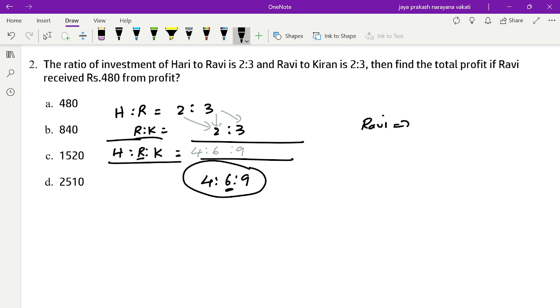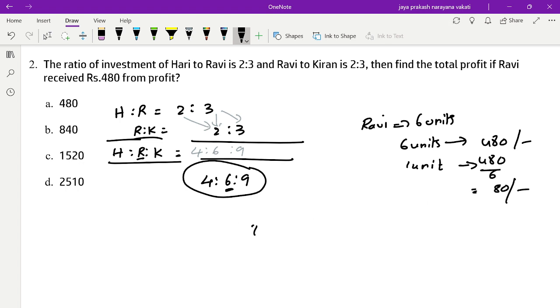Ravi is getting 6 units. Where this 6 units is given as how much, guys? According to the problem, 480 rupees. So then 6 units is 480 rupees. Then 1 unit is 480 by 6, which is 80 rupees.